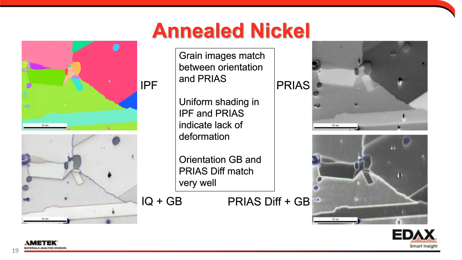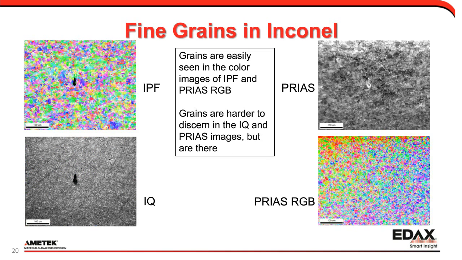A similar comparison on this fine-grained material shows the same similarities. However, they are much harder to see in these small images. Only when the maps are viewed at 1x or larger can the very subtle details become evident.